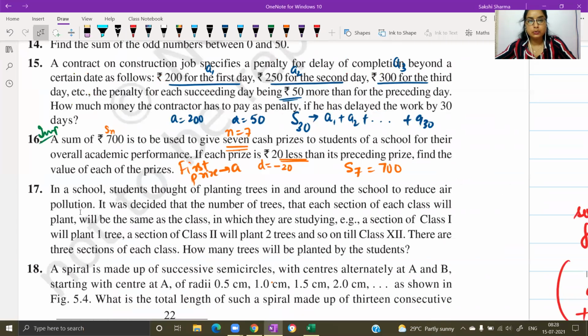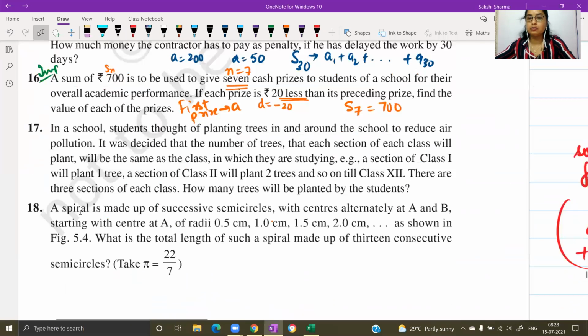Next question. In a school, students thought of planting trees in and around the school to reduce air pollution. It was decided that the number of trees that each section of the class will plant will be the same as the class itself in which they are studying. For example, a section of first will plant 1 tree, a section of second class will plant 2 trees, and so on till 12th class. There are 3 sections in each class. How many trees will be planted by the students? The total number of trees planted by all the sections of 12 classes, from first up to 12th.